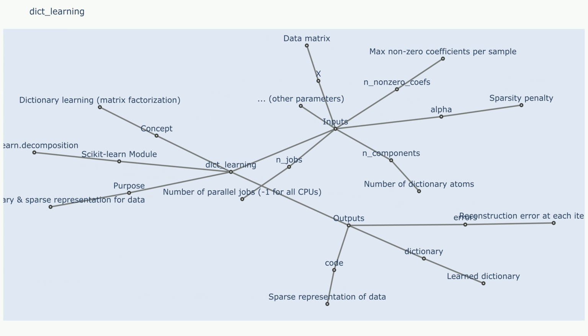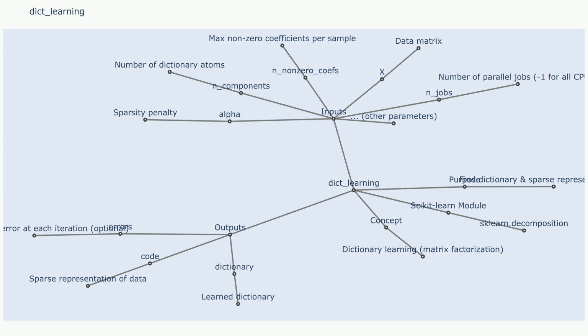This allows for efficient compression and representation of data, often revealing underlying patterns and structures. Let's dissect the key aspects of DictionaryLearning.